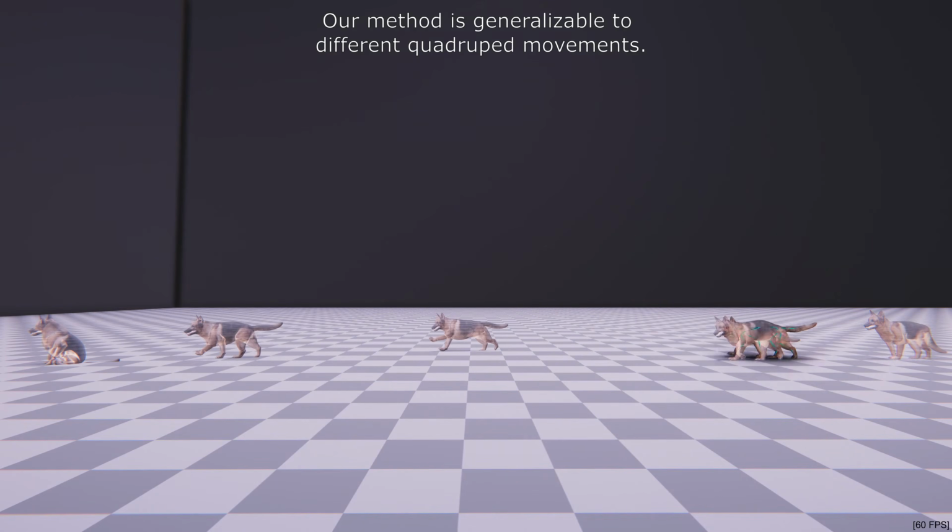Finally, we demonstrate our system on a quadruped character, where different locomotion modes such as walk, trot, and pace can be performed well.